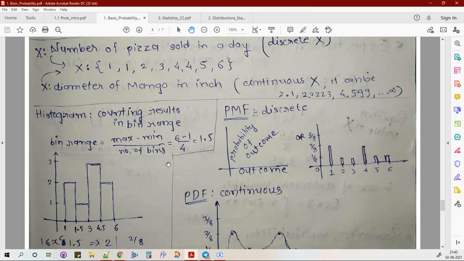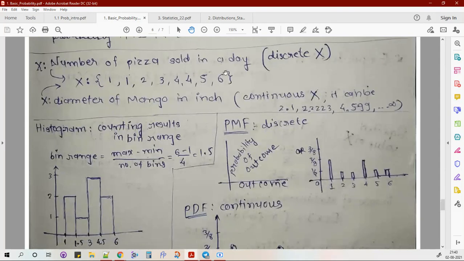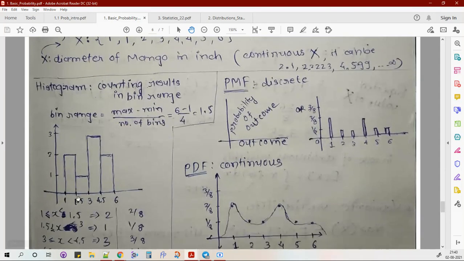And why are we using this formula? If I start at 1 and I need to end at 6, this is the minimum, this is the maximum, and I need to have four steps. First step, second step, third step, and in the fourth step I should reach 6. So what should be the step size? That is decided by this formula, max minus min divided by number of bins. So 6 minus 1 is 5, divided by 4 is 1.25. So 1 to 2.25, plus 1.25 is 3.5, plus 1.25 is 4.75, plus 1.25 is 6. And so that's why I have 4 bins.